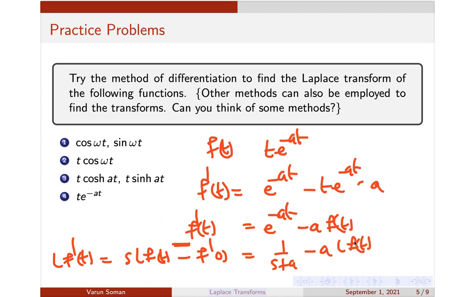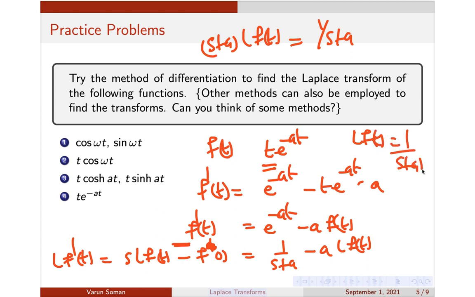Okay, bring L of f of t to one side, so we'll be getting this as s plus a into L of f of t, minus what is f of 0? Sorry, it is not f dash of 0, it's simply f of 0 here. So please make this correction here. So what is f of 0? Your f of 0 is actually 0 because your t is 0. So we'll be getting 0 there, which is equal to 1 by s plus a, or your L of f of t is nothing but 1 by s plus a the whole square.